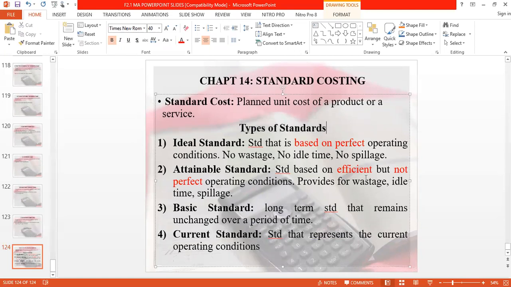So those are the types of standards that we have. If you've been asked types of standards, you know: ideal standard, attainable standard, basic standard, and current standard.